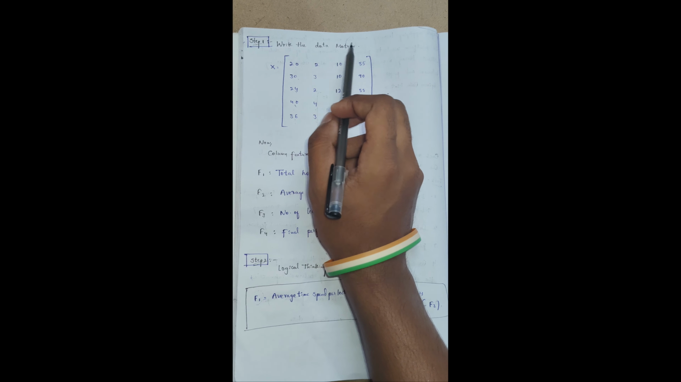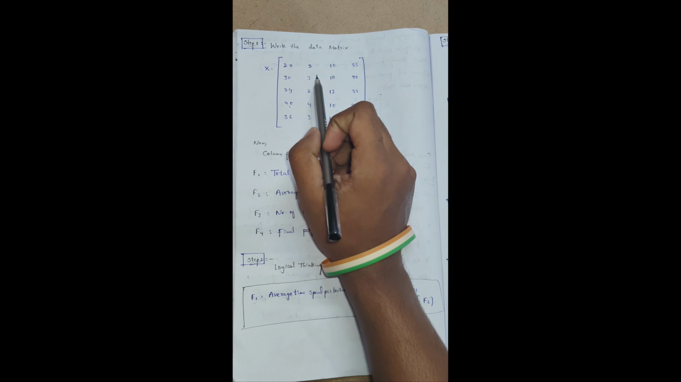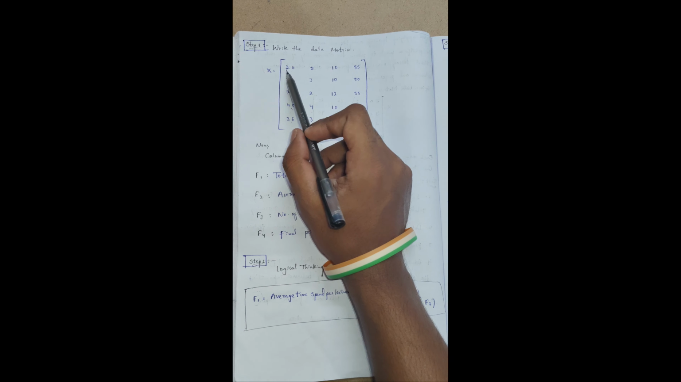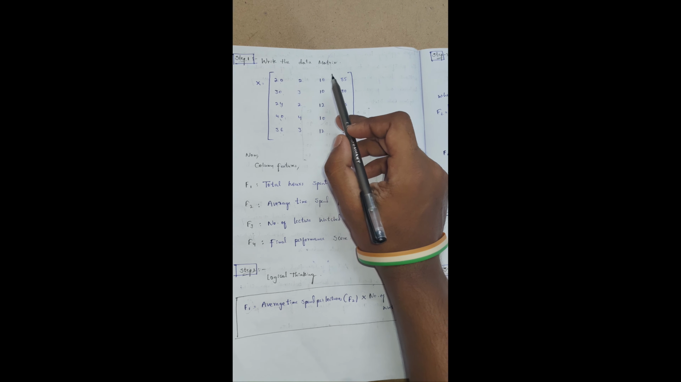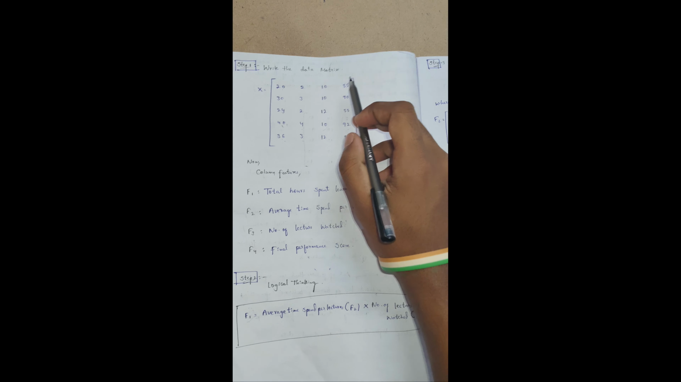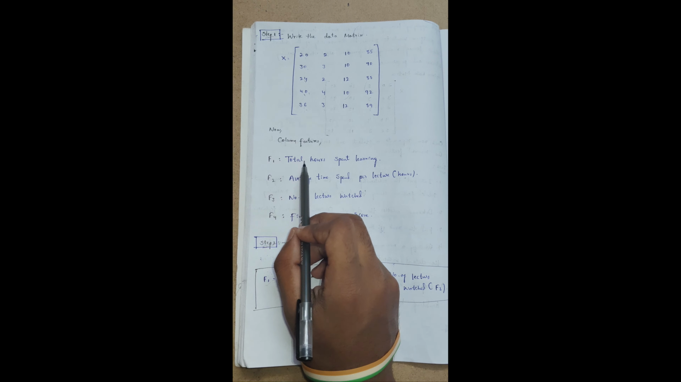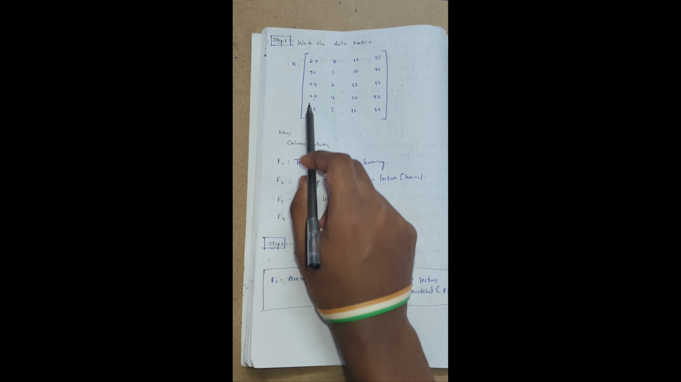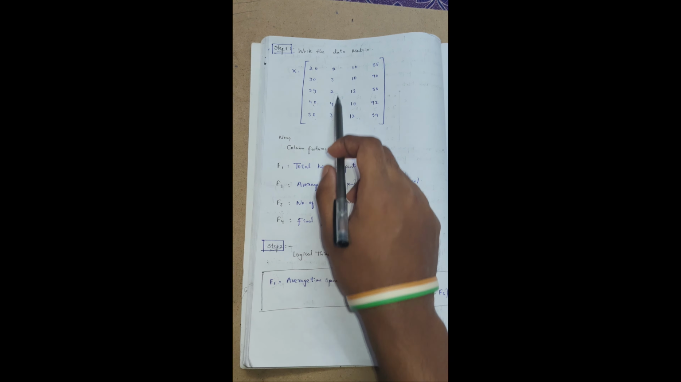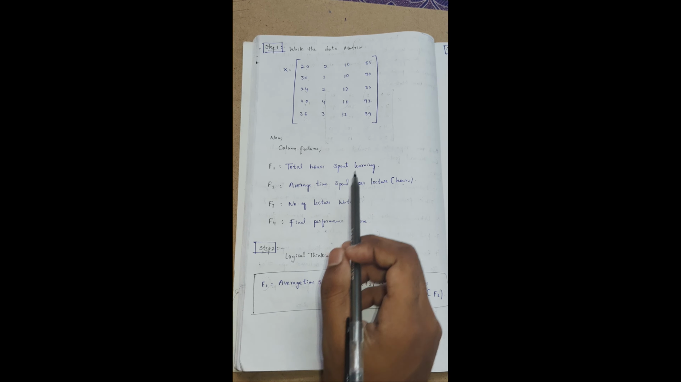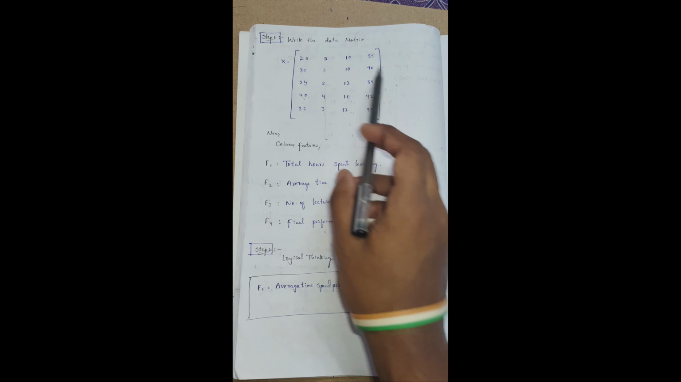Step 1, write the data matrix. X equal to, we already know, this is F1, this is F2, this is F3, this is F4. F1 equal to 20, 30, 24, 40, 36. F2 equal to 2, 3, 2, 4, 3. F3 equal to 10, 10, 12, 10, 12. F4 equal to 85, 90, 88, 92, 89. Now column features. F1 equal to total hours spent in learning. F2 equal to average time spent per lecture in hours. F3 equal to number of lectures watched. F4 equal to final performance score. This is step 1.